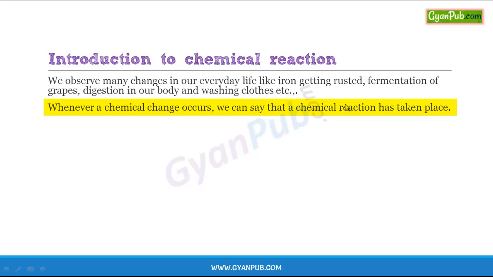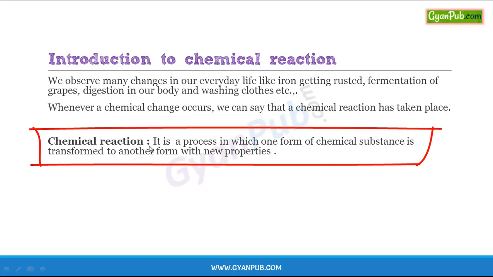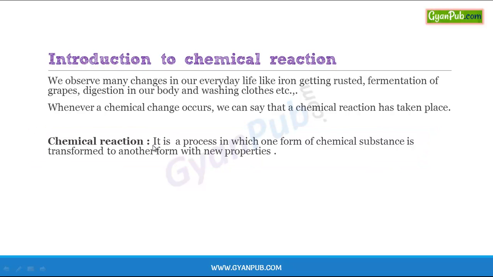We can define a chemical reaction as a process in which one substance transforms into another substance with new properties. One substance gets transformed into another by changing its color, its temperature, its physical conditions, or its chemical properties. Then the process involved in these changes is a chemical reaction.